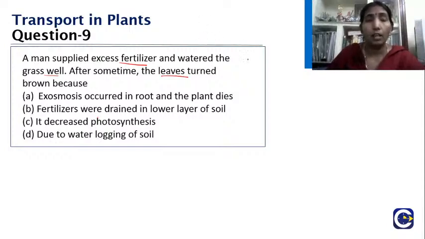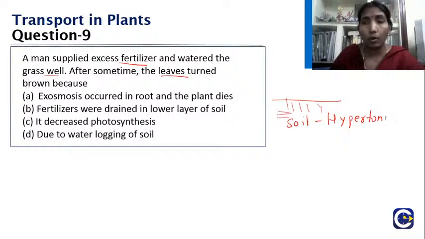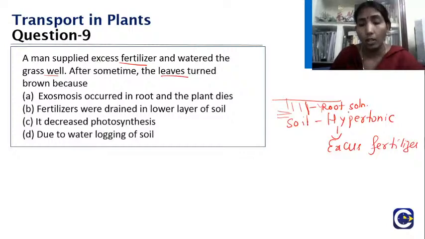Now when you see the plant, when you put excess fertilizer, what will happen? It will get absorbed more in the soil, right? So the concentration of the soil solution will be more hypertonic when compared with the root solution. So why is it becoming more hypertonic? Because he has added that excess fertilizer. So what will happen? There will be exosmosis. What do you mean by exosmosis?